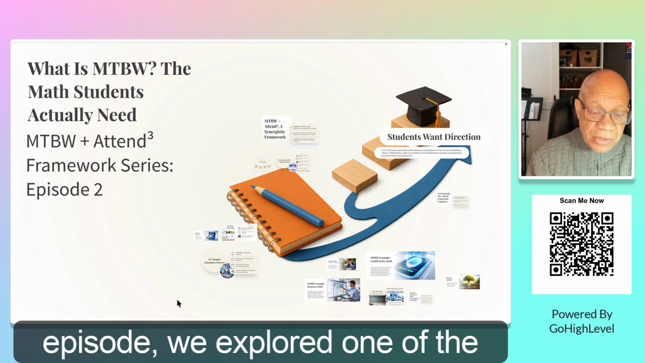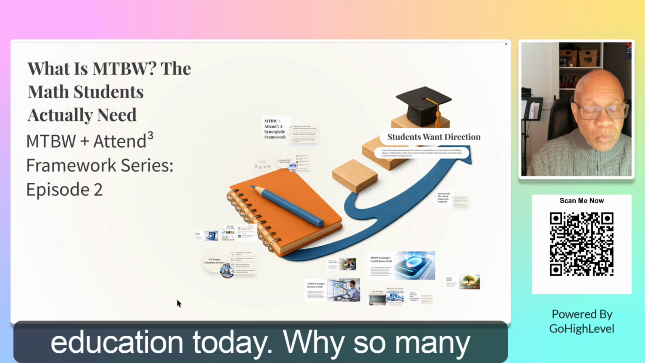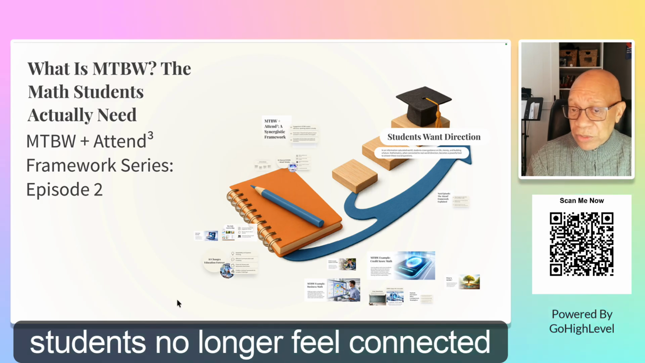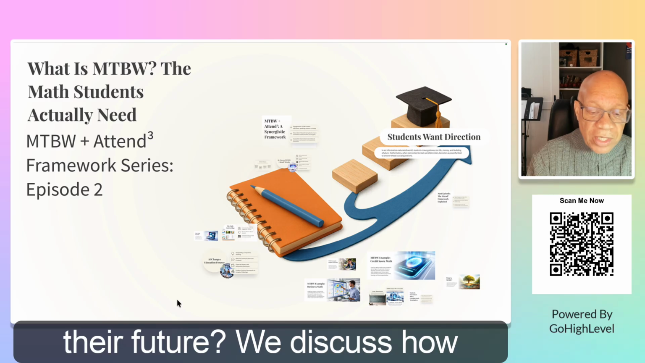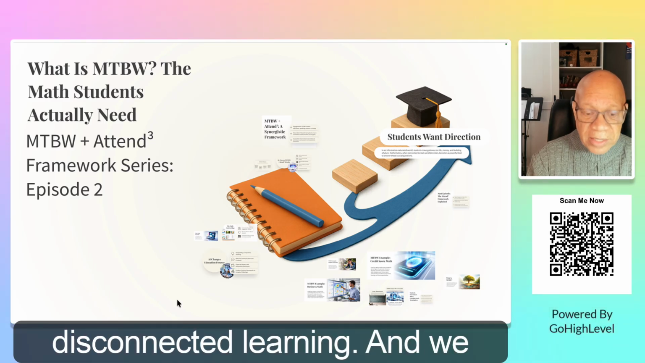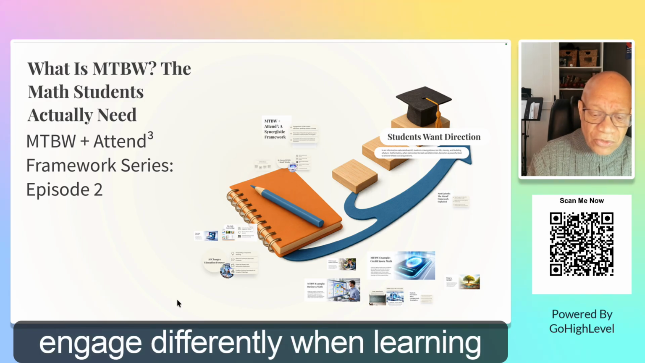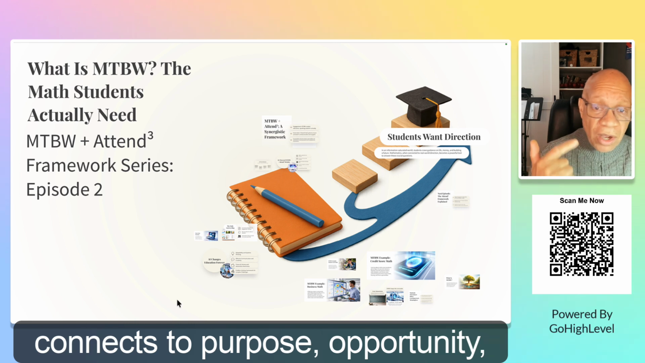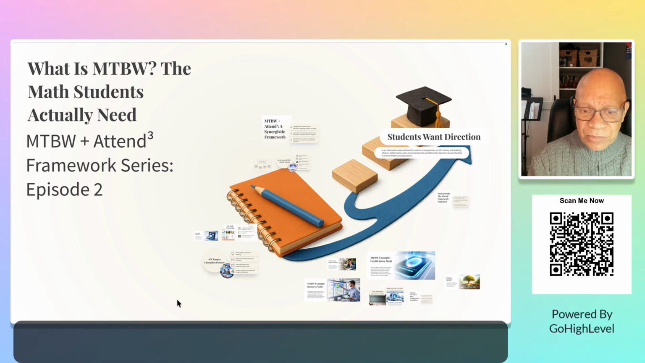And in the last episode, we explored one of the biggest problems facing education today. Why so many students no longer feel connected to mathematics, school, or even their future. We discussed how students are not rejecting learning, but they are rejecting disconnected learning. And we introduced the idea that students engage differently when learning connects to purpose, opportunity, survival, and real-life outcomes.